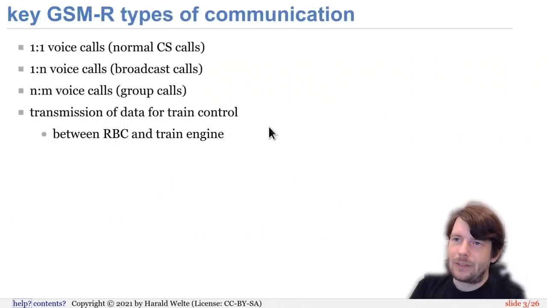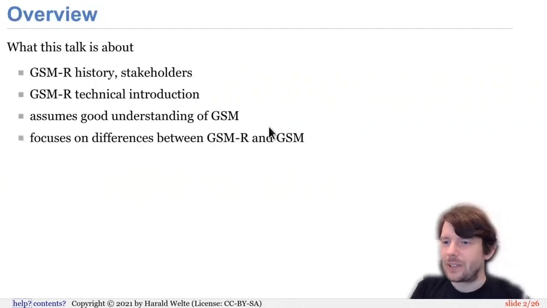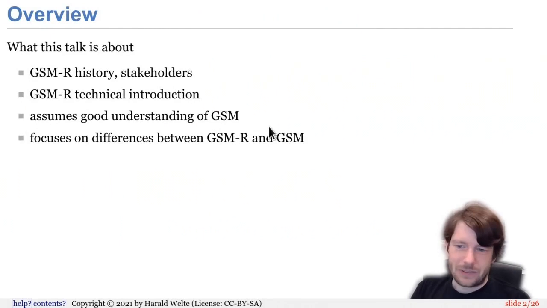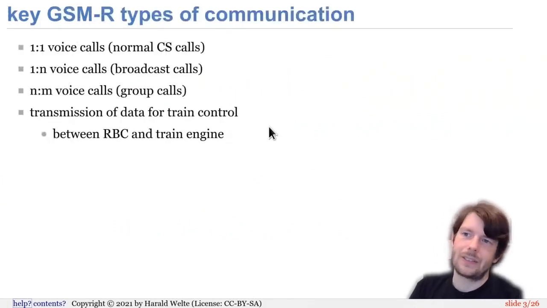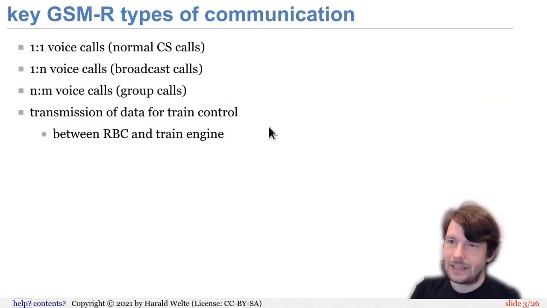So, first of all, Gsm-R, for those who have not heard it, the R is for railway, and it's a specific derivative of the GSM mobile communication system as is used globally in railway systems. So for what kind of communication is it used in those railway situations? There's a couple of key different types of communications.